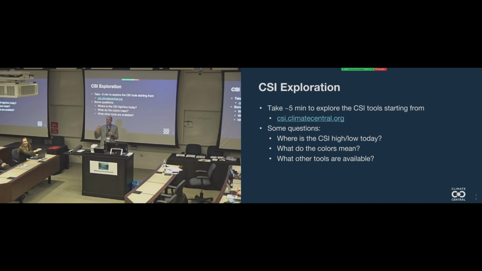As you're going through this, just poke around, play with the map, see where you can go from that web page. We'll have a quick report out: what are you seeing? What patterns do you see in terms of where the CSI is high or low? What do you think those colors mean? And then, what other tools are available in this family? So I'll give you about 5 minutes, and then we'll come together.